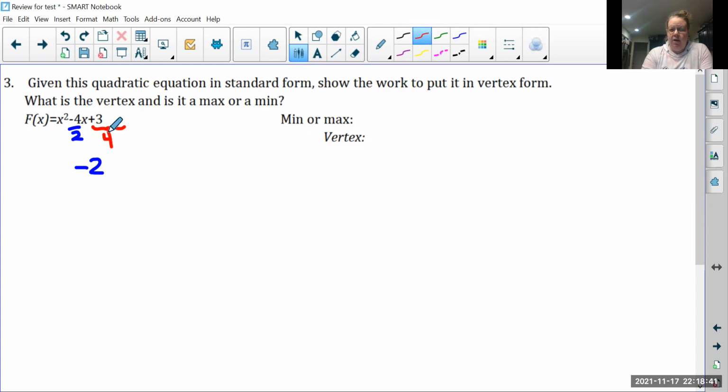But it's not 4, it's 3. So that means that I need to add 1. So that way these two, the 3 and the 1, can get combined together to make the 4 that I need for my c value.